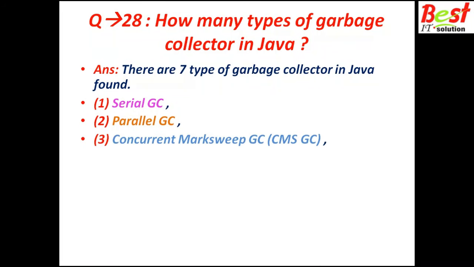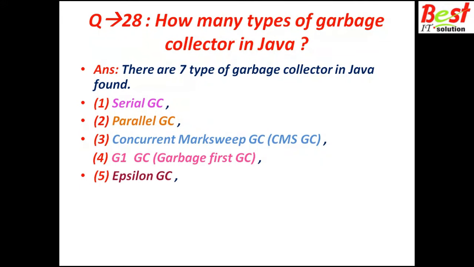Serial GC, Parallel GC, Concurrent Mark Sweep GC, CMS GC, and G1 GC, Garbage First. G1 means Garbage First GC. Another is Epsilon GC, the Epsilon garbage collector. Another one is Shenandoah GC, the Shenandoah garbage collector. Another one is ZGC, which is also a very scalable garbage collector, the Z garbage collector. So these are the 7 types of garbage collectors found in Java.